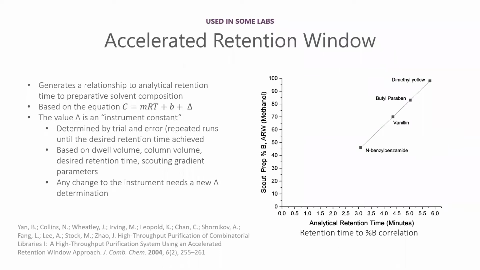Another technique that is sometimes used is the accelerated retention window. C is the solvent composition to elute the compound at the desired retention time. RT is the retention time during the scouting run. B and delta are offsets to set the desired retention time and also include gradient delays. It can be very accurate, but a change in the analytical or the preparative system or the scouting gradient requires determination of a new instrument constant.